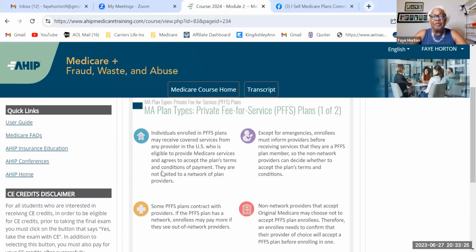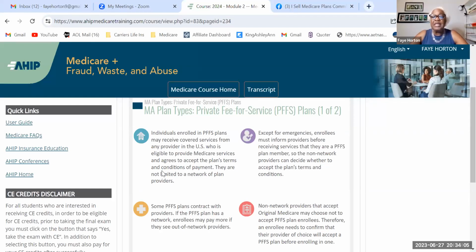Individuals enrolled in private fee-for-service plans may receive covered services from any provider in the United States who is eligible to provide Medicare services and agrees to accept the plan's terms and conditions of payment. They're not limited to a network of plan providers. So if you have a private fee-for-service plan, you can use a doctor who accepts Medicare services and agrees to accept the plan's terms and conditions.